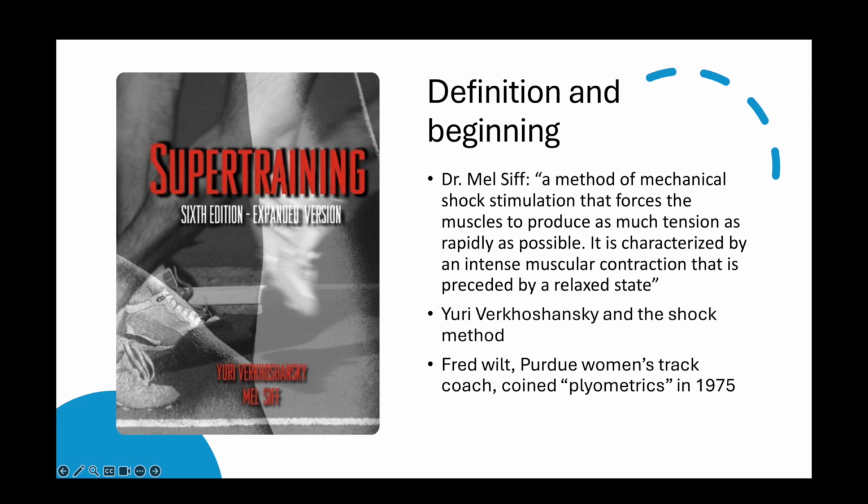His definition for a plyometric is a mechanical shock stimulation that forces the muscles to produce as much tension as rapidly as possible. So it's a quick contraction that's preceded by a relaxed state.